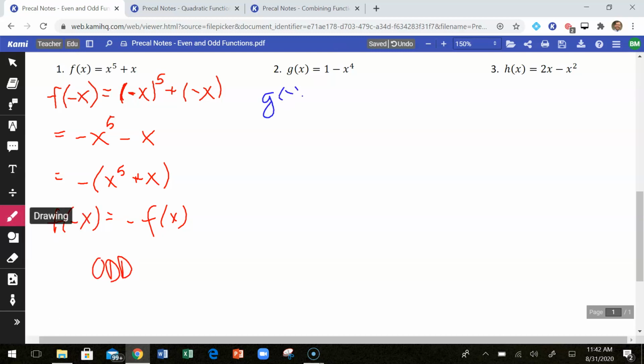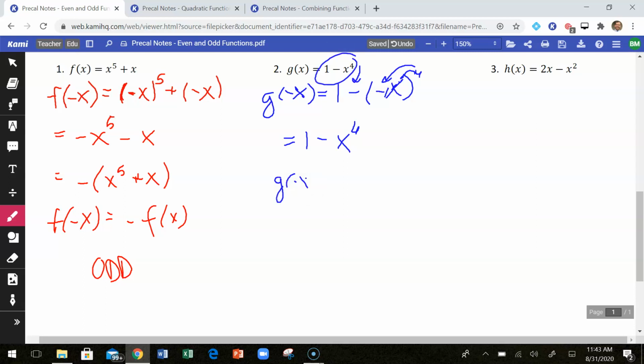Next one, I'm going to do g of negative x. So that's going to give us 1 minus negative x to the fourth. Again, I'm just replacing x with negative x. Okay, if we take a negative 1 to the fourth power, that's going to turn to positive 1, and then I'm going to have x to the fourth. So that's going to just be positive x to the fourth, but I still have this minus here. Okay, so I ended up with 1 minus x to the fourth, which is the same thing as we got here. So g of negative x is the same thing as g of x, and therefore this function is even.